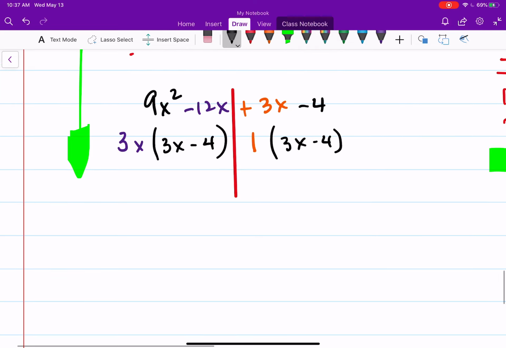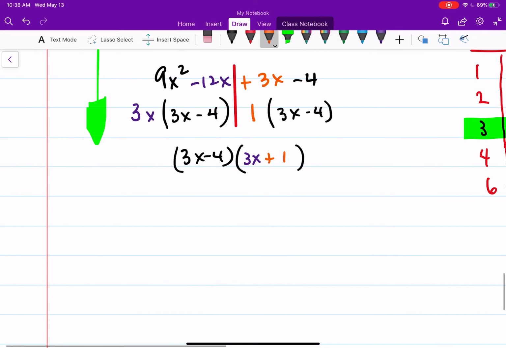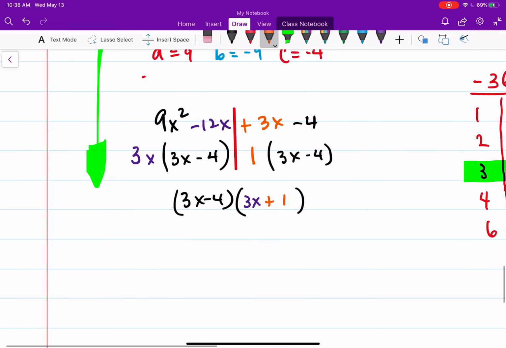Okay, so now I got to factor as a whole. What's in common? What is left? There we go. Okay, and that would be my, not my answer yet.